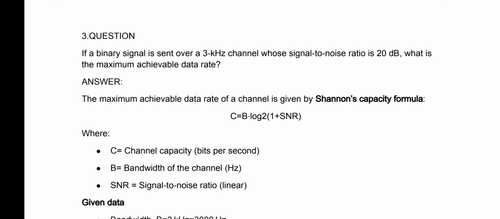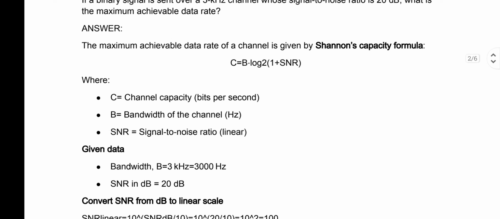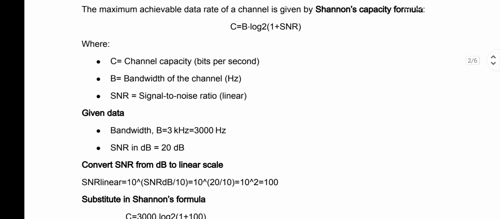Question 3. If a binary signal is sent over a 3 kHz channel whose signal to noise ratio is 20 dB, what is the maximum achievable data rate? The maximum achievable data rate of a channel is given by Shannon's capacity formula C equals B log2(1 + SNR). Here SNR is the signal to noise ratio.